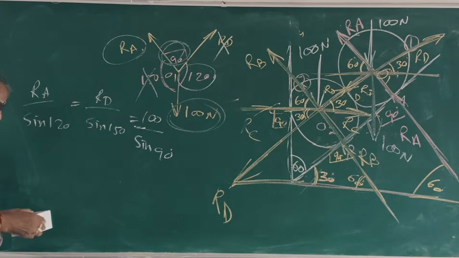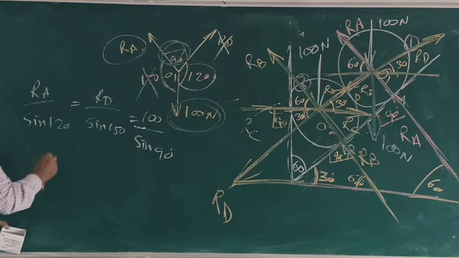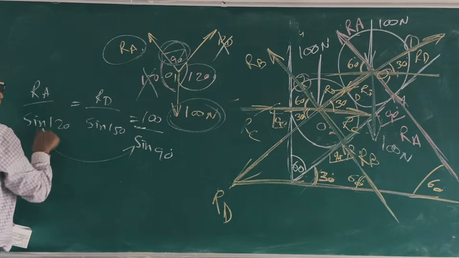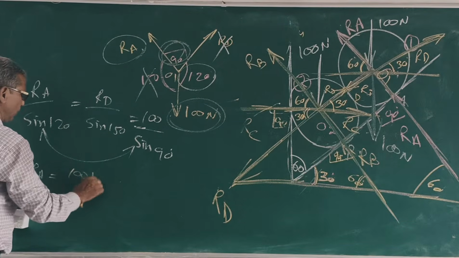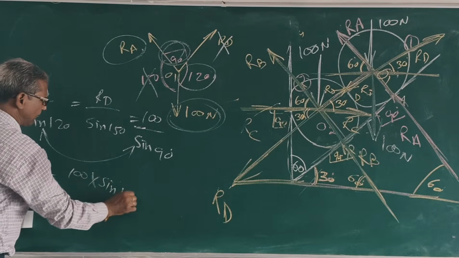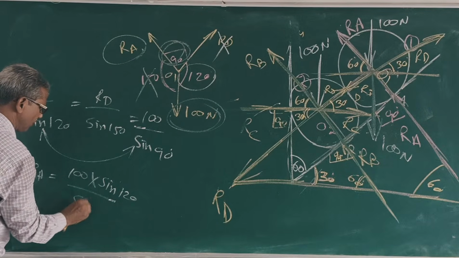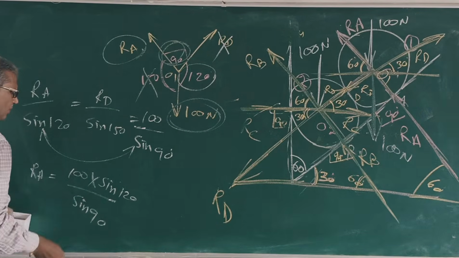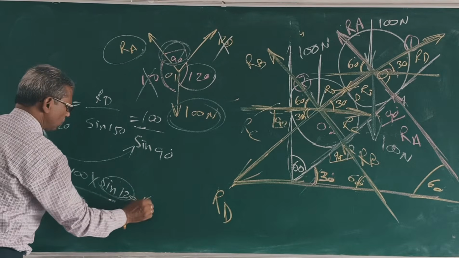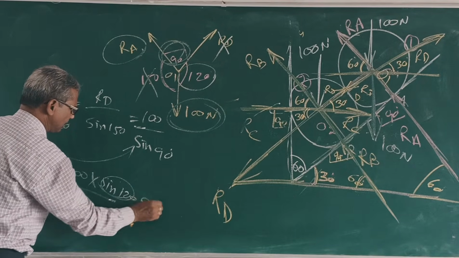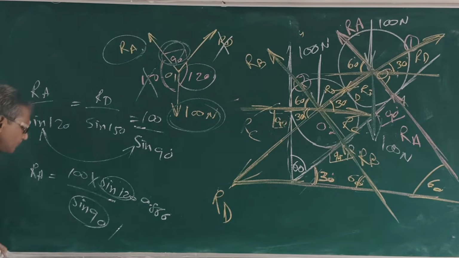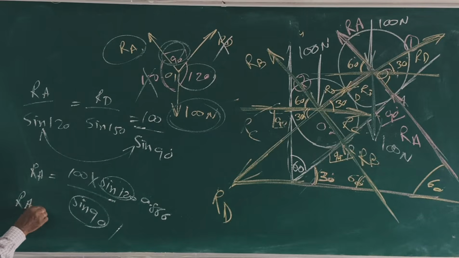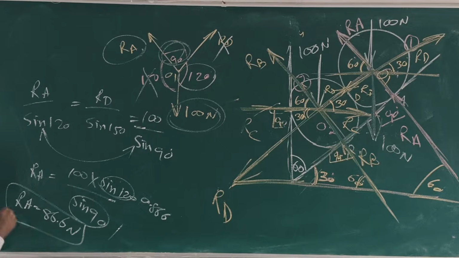Now, equate these two. What is RA equal to? 100 into sin 120 by sin 90. What is sin 120? Root 3 by 2, 0.866. What is sin 90? 1. What is RA equal to? 86.6 Newton. Answer. Clear?